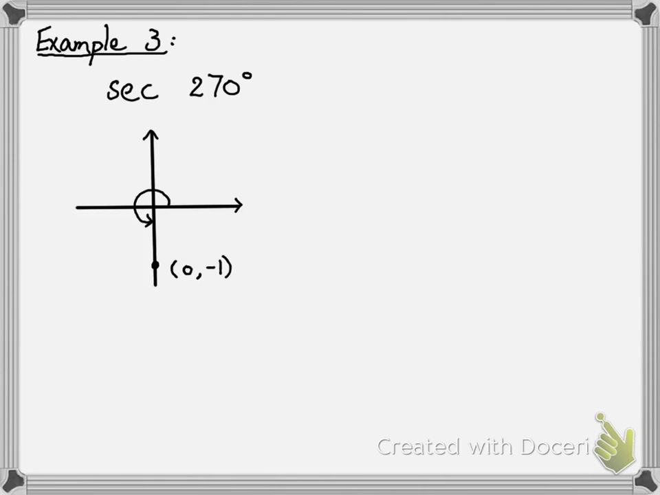Since secant is the reciprocal function of cosine, therefore secant of 270 degrees equals 1 over the x value, which is 0. We have 1 over 0. We conclude that secant of 270 degrees is undefined.